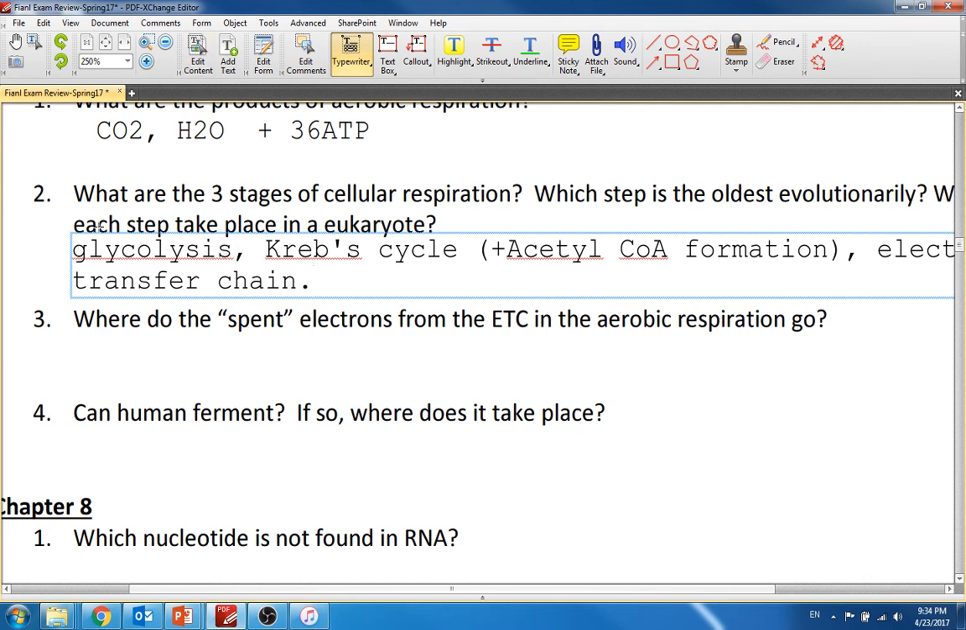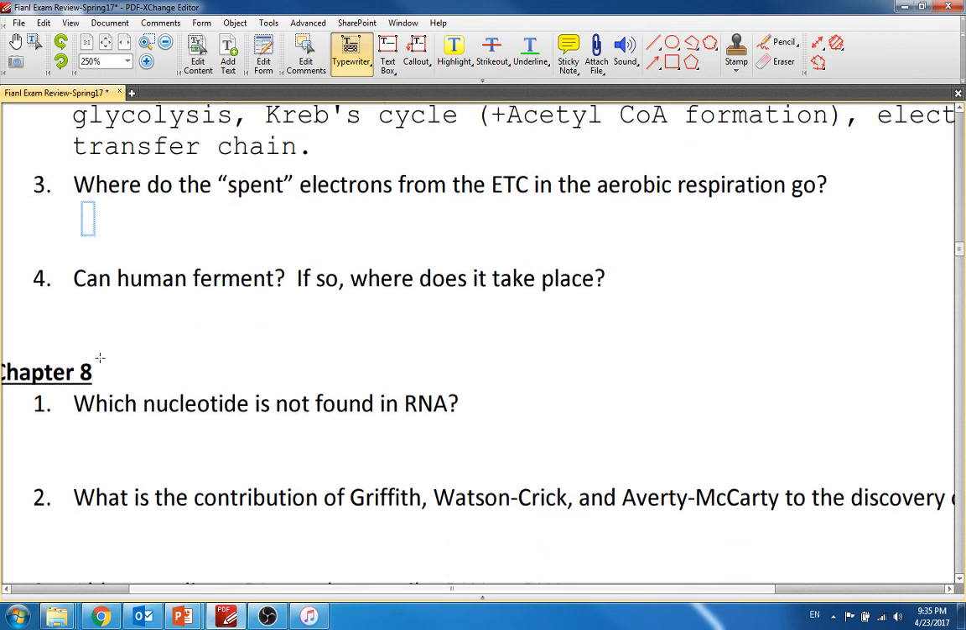Where does each step take place in a eukaryote? Glycolysis happens in the cytoplasm. Krebs cycle happens in the mitochondrial matrix. And the electron transfer chain happens in the inner mitochondrial membrane. Number 3, where do the spent electrons from the ETC, the electron transfer chain, in aerobic respiration go? Those electrons, after passing through many proteins in the ETC, will eventually reach the electron acceptor, oxygen. So the answer here is oxygen.